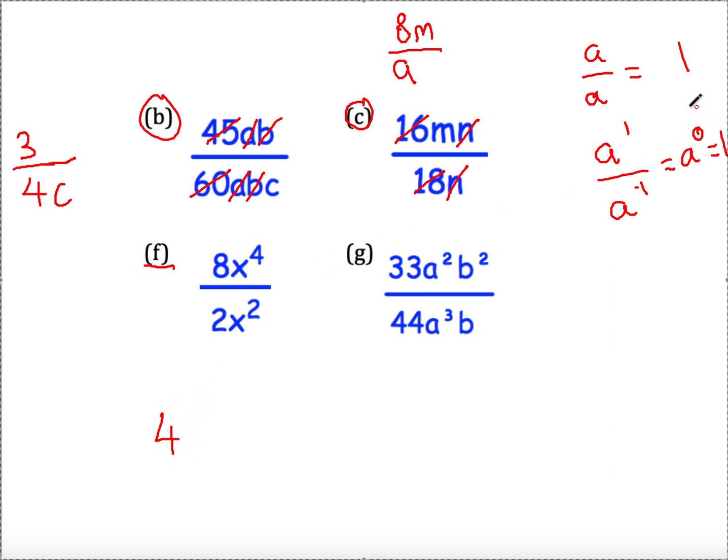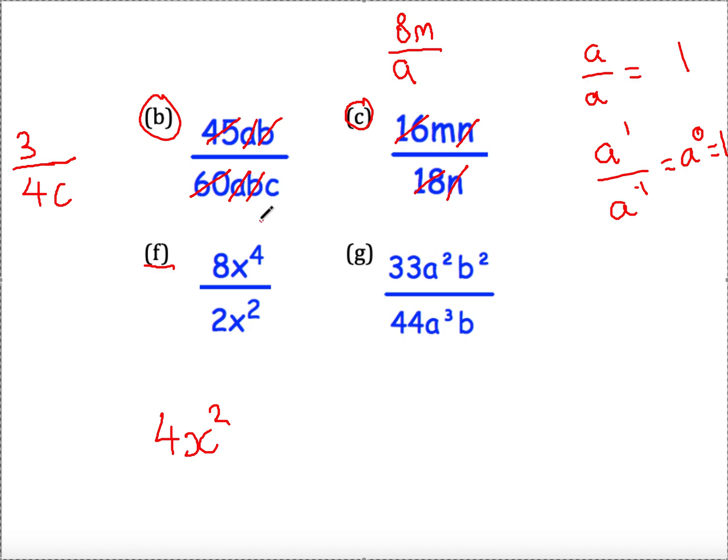Remember your laws of indices, like we spoke about over here, that if your bases are the same, you subtract the powers. So we can do x to the power of 4 divided by x to the power of 2. Well, 4 take away 2 is 2. So I'm going to be left with 4x squared on top of that fraction.